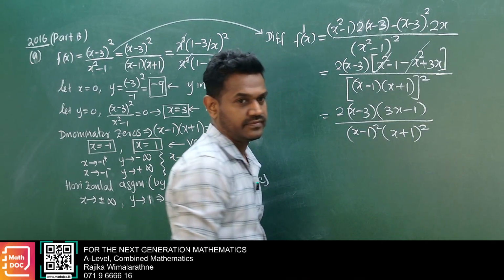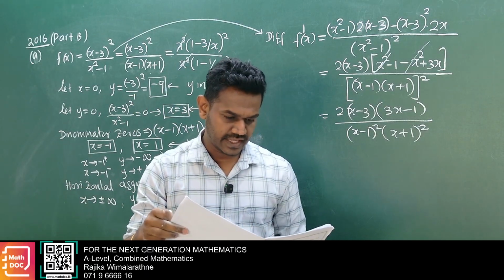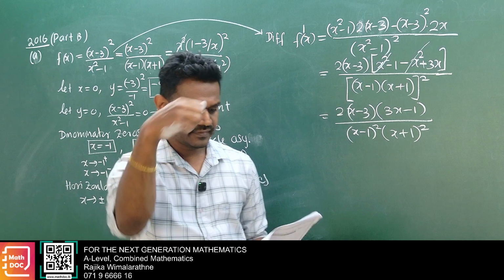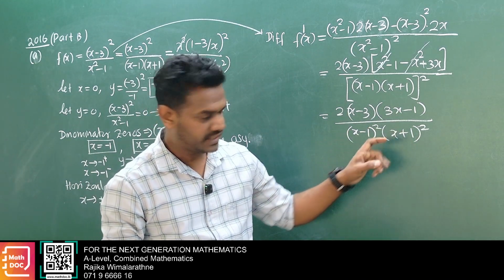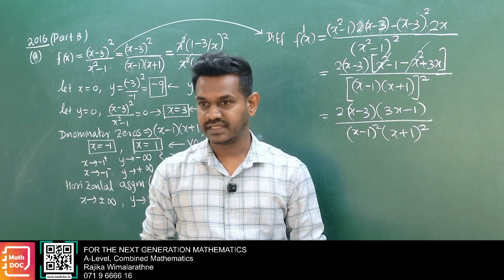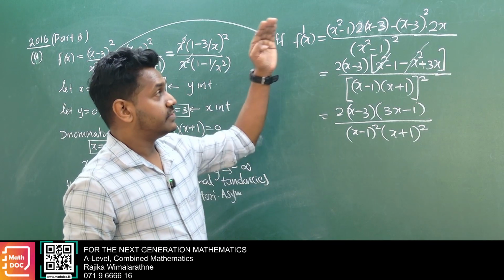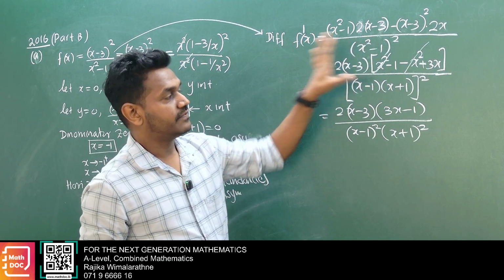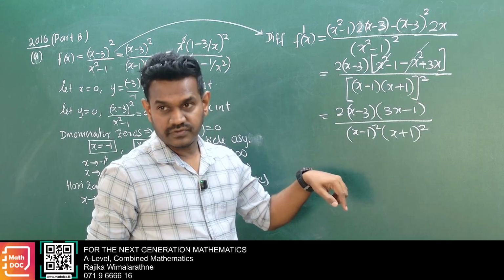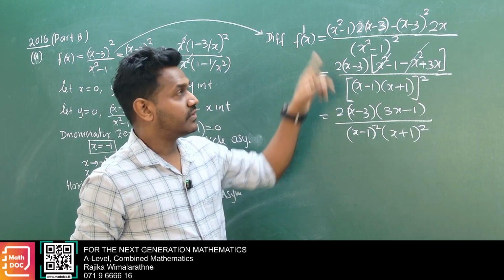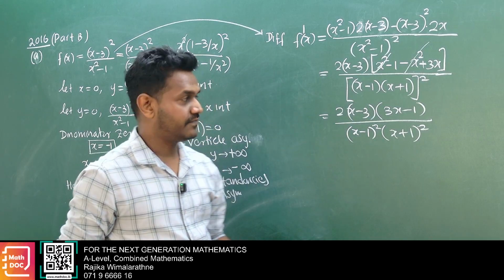Here is the derivative. That is given: 2 times (x minus 3)(3x minus 1) over (x squared minus 1) squared. So you differentiate first, thereafter take common terms outside. Then likewise you go for factorization. Don't go to expansion, just think like multiples.